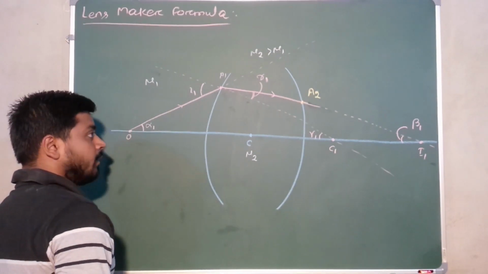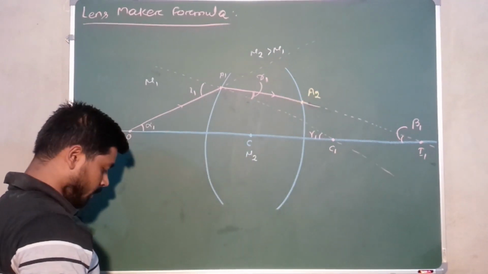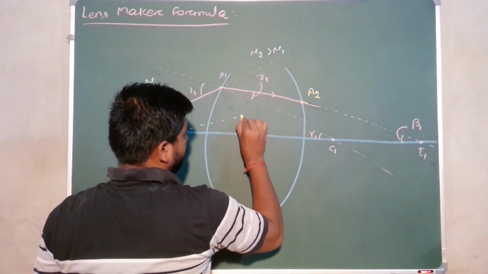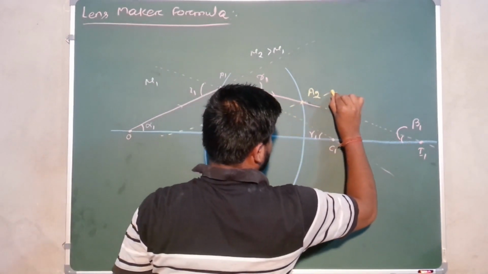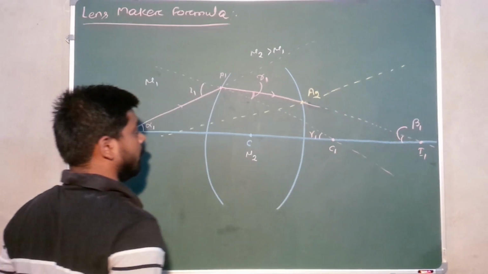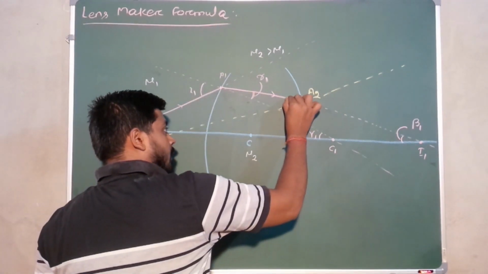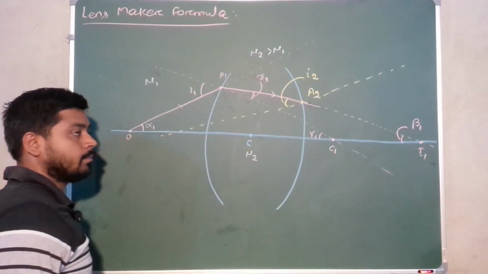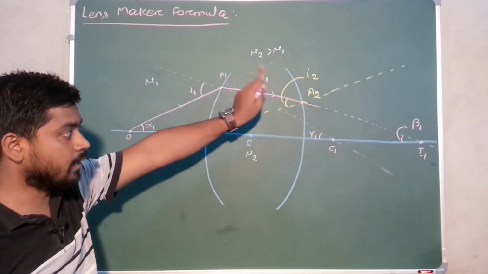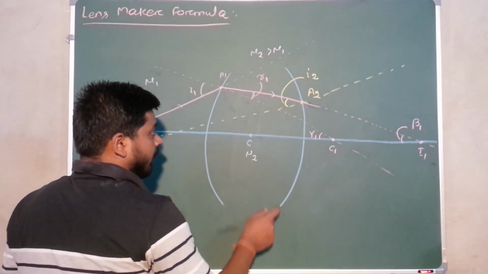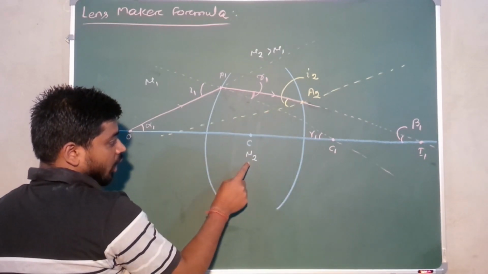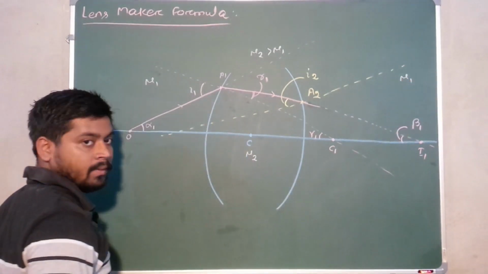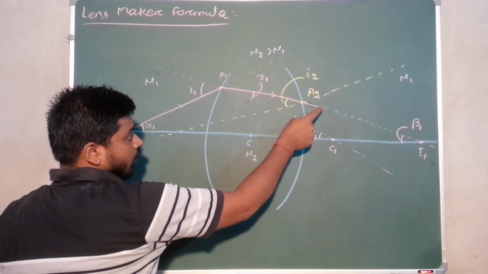Then I have to draw a perpendicular at the point A2. Let this one be the perpendicular at point A2. Hence, this angle becomes I2, the angle between the incident ray and the normal. This incident ray travels from the optically denser medium to the optically rarer medium, so the refracted ray goes away from the normal.